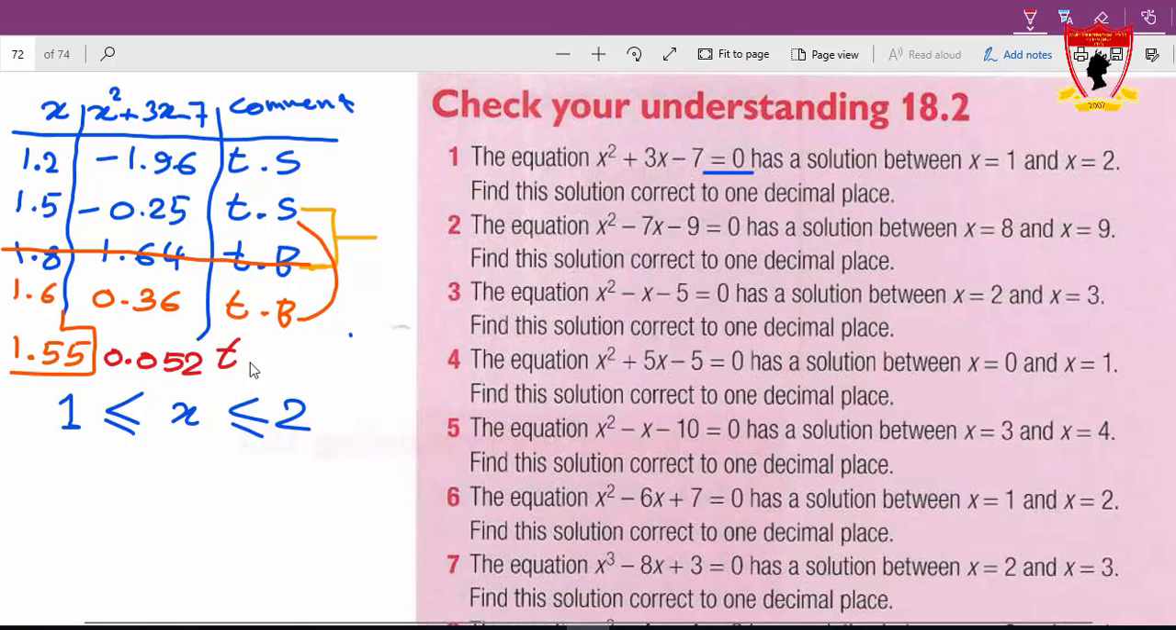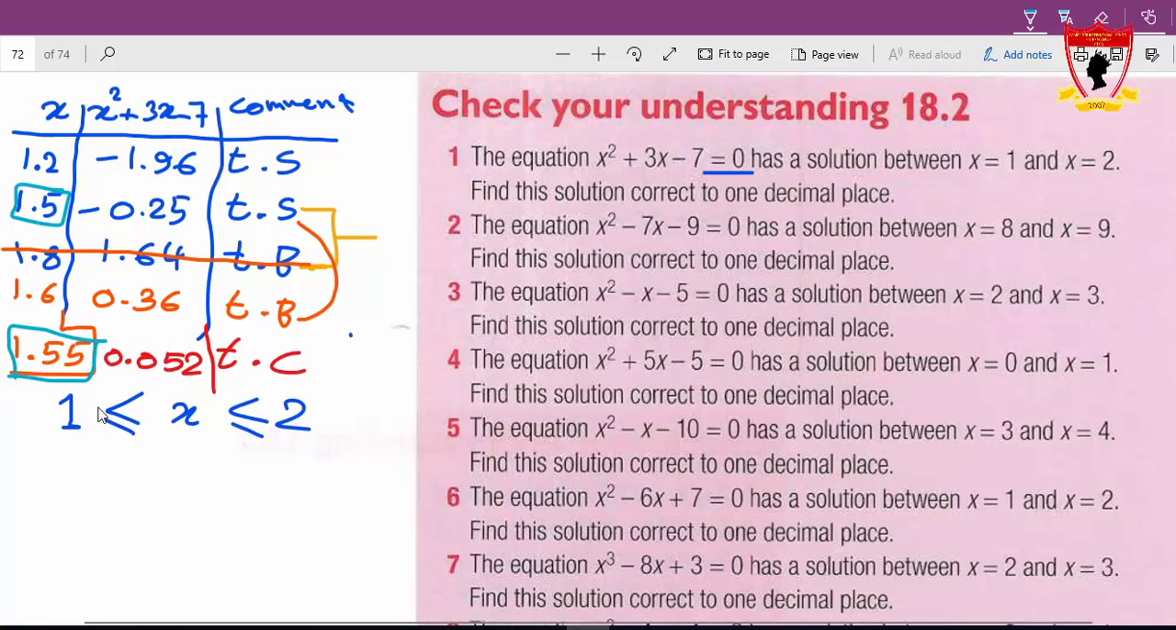0.052 is too close to 0. But can we get closer? Yes, we can. As you see, 0.052 is a positive number, it's more than 0, and the latest number which is less than 0 is 1.5. Then we can try a number which is between 1.5 and 1.55.